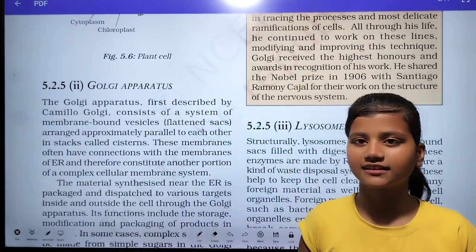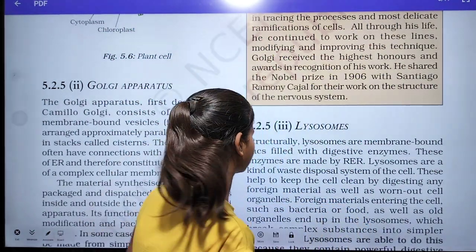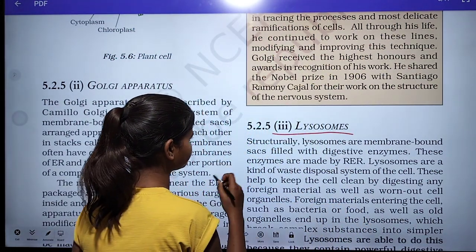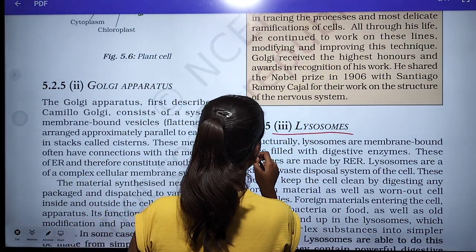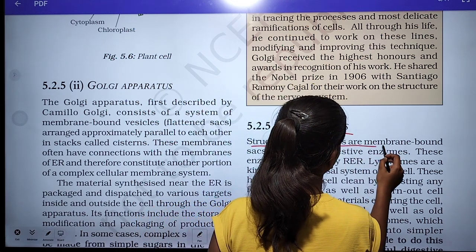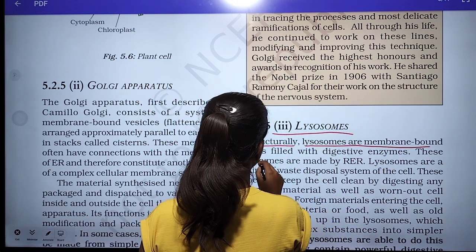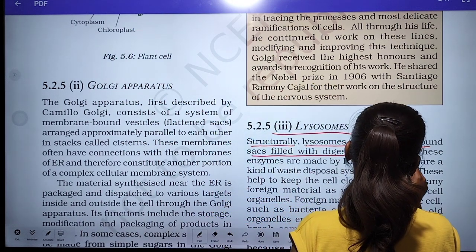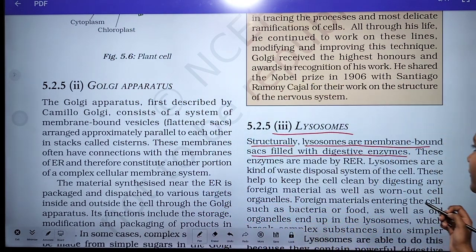So in this video we will discuss lysosomes. Structurally, lysosomes are membrane bounded sacs filled with digestive enzymes. Lysosomes are membrane bounded organelles filled with digestive enzymes.